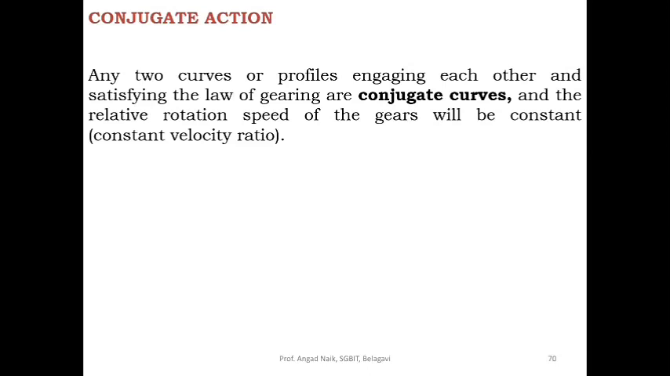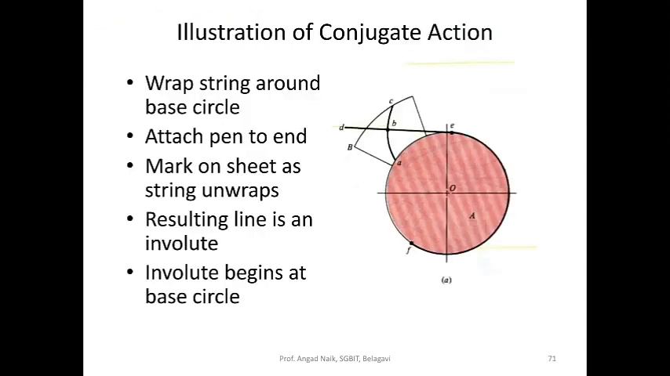Any two curves or profiles engaging each other and satisfying the law of gearing are conjugate curves, and the relative motion or relative rotation speed of the gears will be constant. We'll try to illustrate the conjugate action with an example.